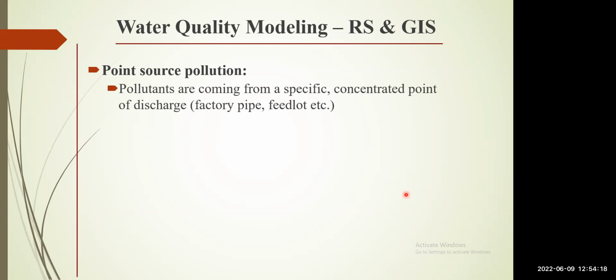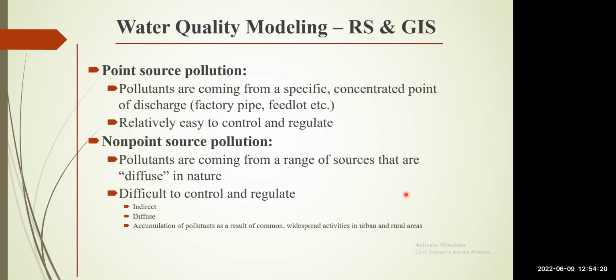So it is relatively easy to control and regulate if we have a pollutant from one specific discharge. For example, if I talk about the output water of a single industry, it will be very easy to identify: okay, this is the outcome of this industry, and it is more polluted or less polluted. So we can take mitigation accordingly.